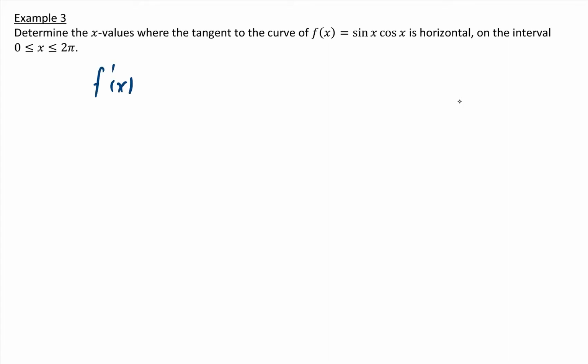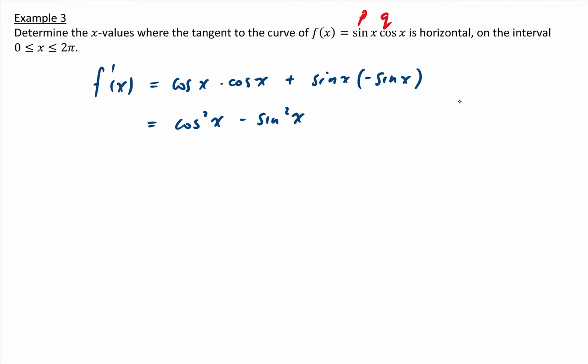So f prime of x, we're going to need the product rule, since we're multiplying two functions, sine x and cos x. First of all, we need p prime q, so that's going to be cosine of x times cosine of x, then plus sine of x, so this is pq prime, times negative sine of x, the derivative of cosine. So we're left with the expression cos squared x minus sine squared x for our derivative.